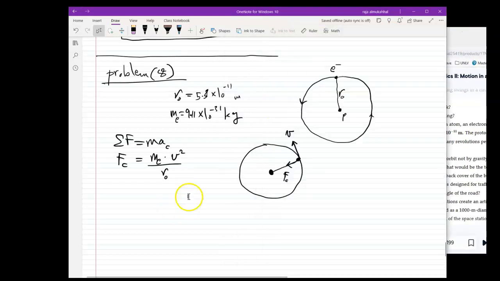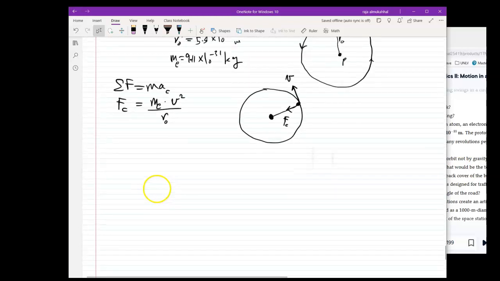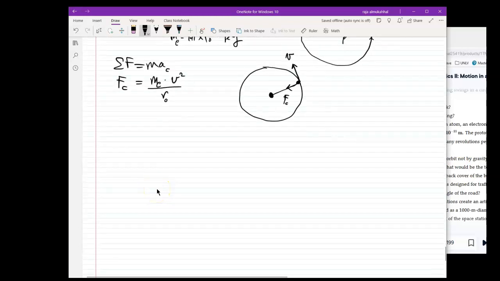So what I want to do here, I have pretty much everything except the velocity. I have the Bohr radius right here, I have the mass, and F sub c is given to me. So I can find the velocity. Let's do that. Solving for the velocity, v is equal to the square root of the Bohr radius times F sub c over m sub e. And then we plug in the numbers.